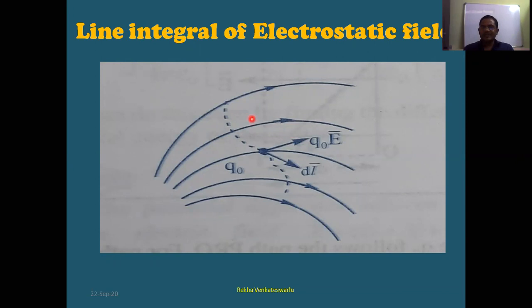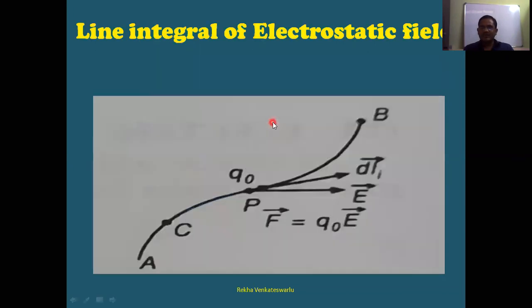Let us extend our concept to the line integral of the electrostatic field. The same diagram I consider here. Here the test charge is moved from the point A to B through some curved path. Consider a point P. There the direction of the small length element is dl bar in this direction. The direction of the electric field strength at that point is along the tangent line direction. Here it is E bar. There is an angle between E bar and dl bar, of course. Here the test charge experiences a force F bar equal to Q naught into E bar.